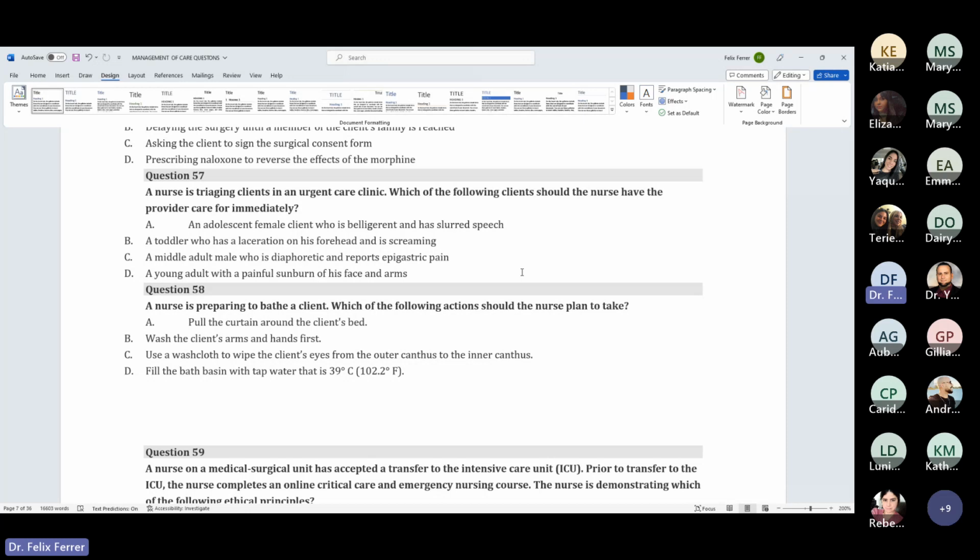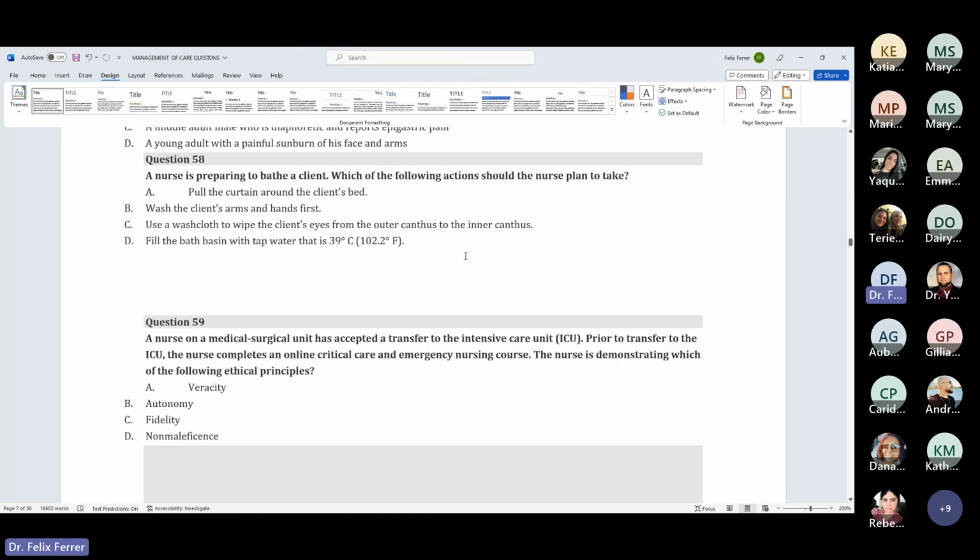Yeah, it's diaphoretic and reports epigastric pain. It's that one. Okay, it's that one. And it's referring to bathing a client. Which of the following actions should the nurse plan to take?